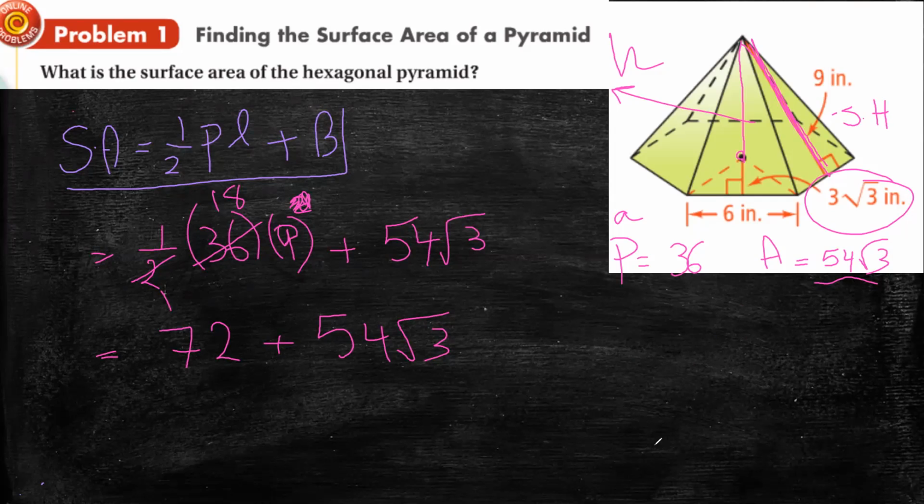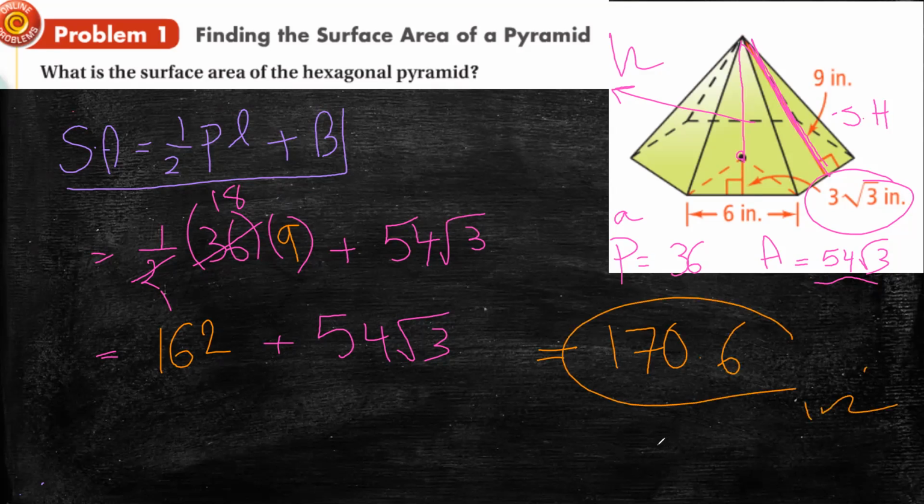So this is 9. So 18 times 9 is 162, plus 54 square root of 3. The total area here is 170.6 inches squared. This is now the surface area of the pyramid.